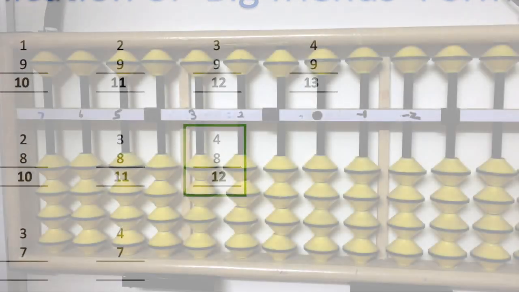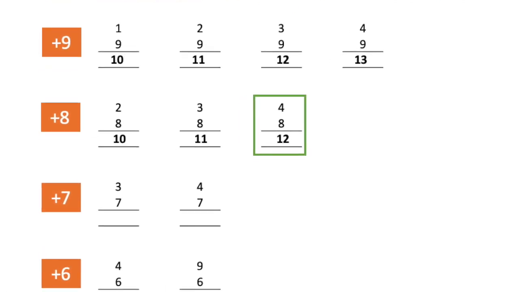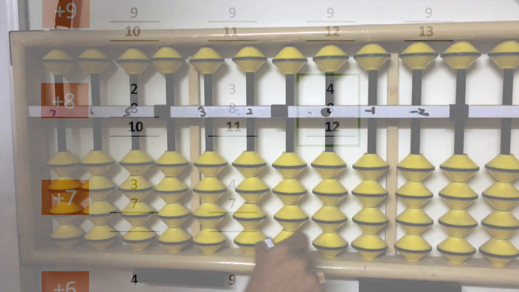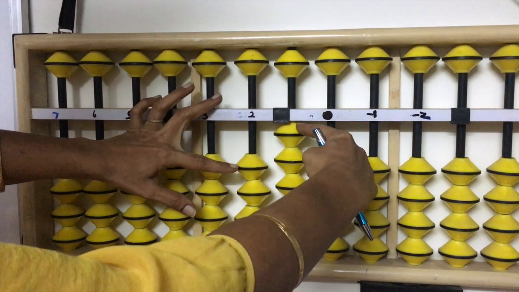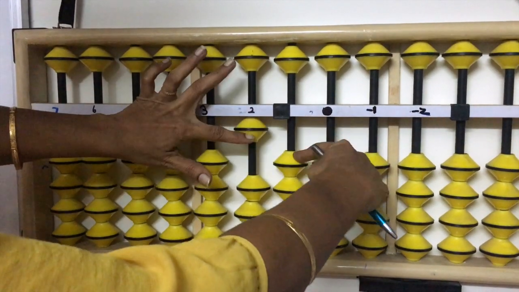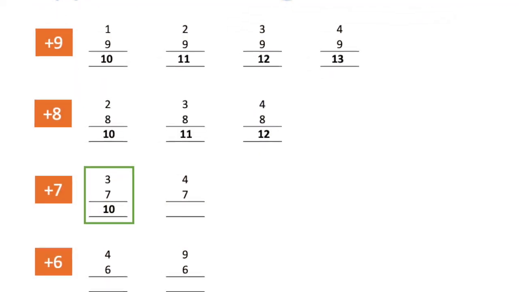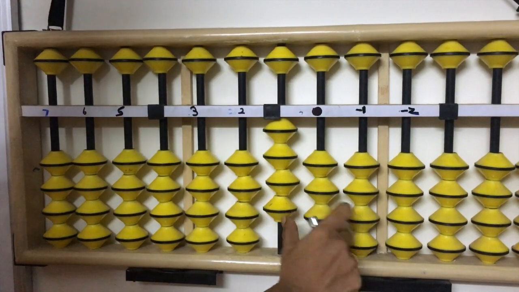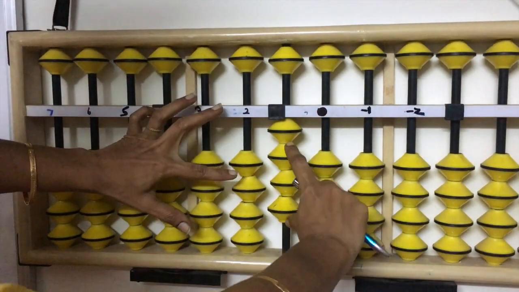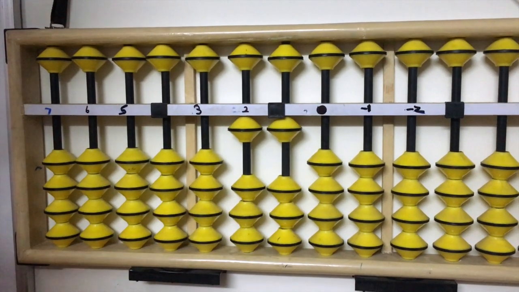Now we are going to see the big friend of 7. Big friend of 7 is 3. So now we are going to set 3. To add 7, minus 3 plus 10. So the value is 10. Next, 4 plus 7. 4. To add 7, 3 beads should come down. So the value is 11.